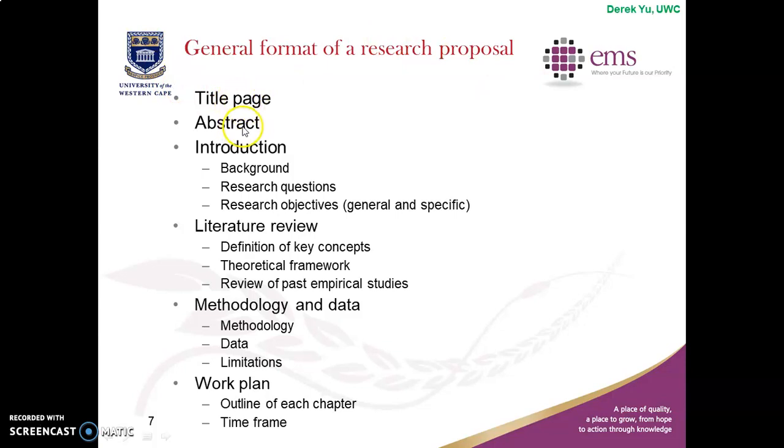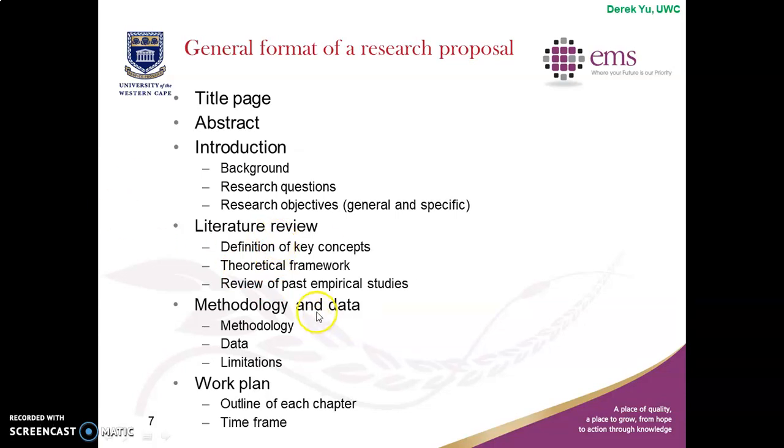Title page, abstract. I think for the research proposal, for the abstract, half a page would be enough. And then a bit of an introduction, setting the scene, the background, research question, research objectives. I will talk about the difference between general research objective and specific research objectives a bit later. And then a brief literature review. It doesn't need to be too long for the research proposal.